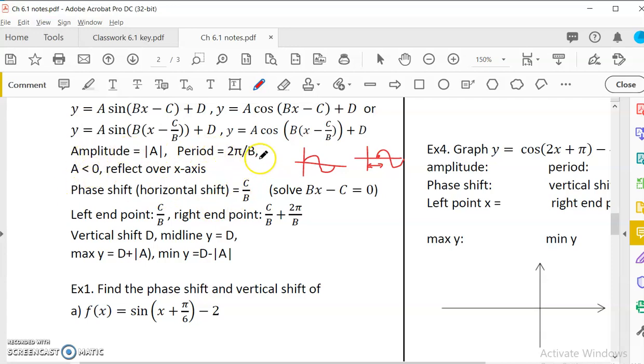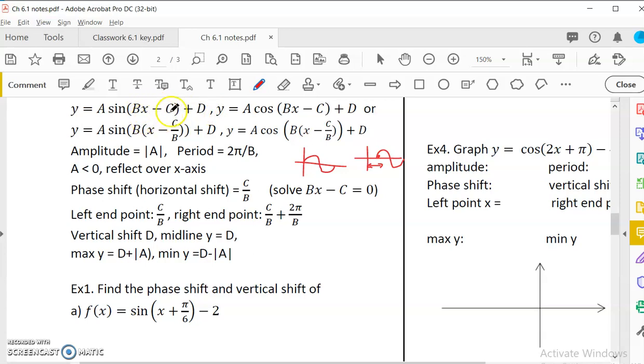The last section. Phase shift would be solving bx minus c equals 0. If there is no plus or minus, there's no phase shift. It's 0. The left endpoint used to be 0. Now it becomes the phase shift, right? And the right endpoint would be the phase shift plus period. Vertical shift would be the last number d outside.